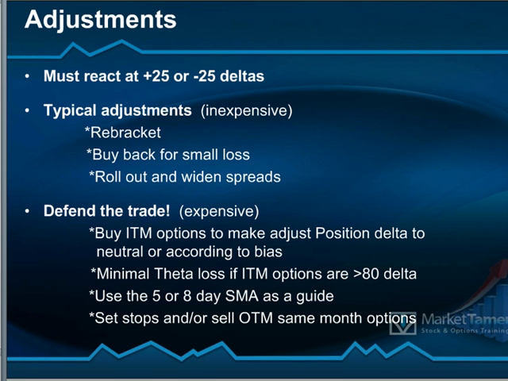Typical adjustments is that you'd rebracket, you'd buy back the trade, and you'd sell it again up or down, still using the same initial rules of standard deviation. You can buy it back at a small loss and just leave it there and wait. If the market's going crazy, you can wait and reapply it after a couple of days after things settle down. Or if you put it on in May, let's say, you can roll it out to June, widen your spreads, and you can either break even on that and sometimes even make a profit depending upon how the stock is moving.